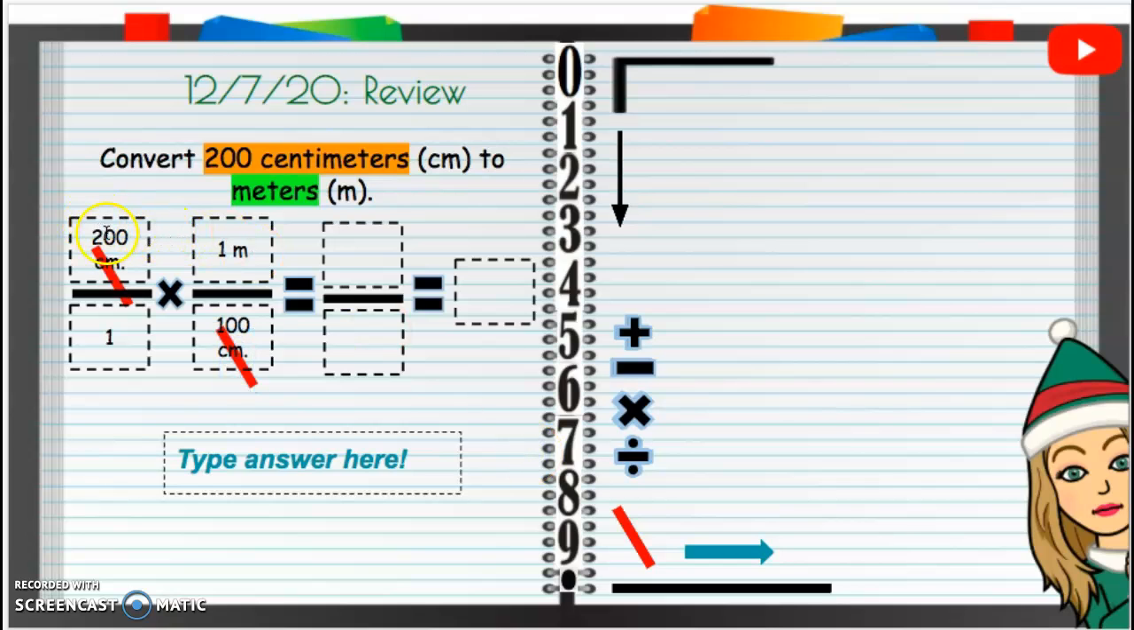So we're left with 200 and then 100 down here. So 200 times 1 meter is going to be 200 meters. Keep that there. 1 times 100 is going to be 100. Now we have 200 divided by 100. Well, I know 200 divided by 100 is just 2. What am I also going to keep? The m for meters. So our answer is 2 meters. And that's it for the review.